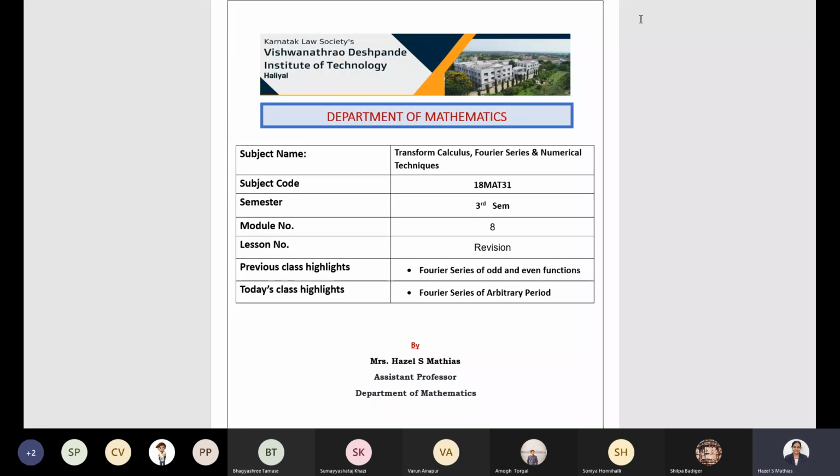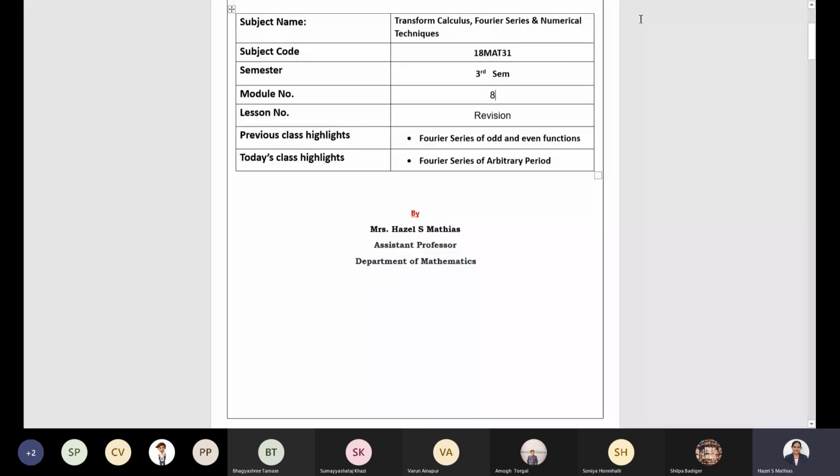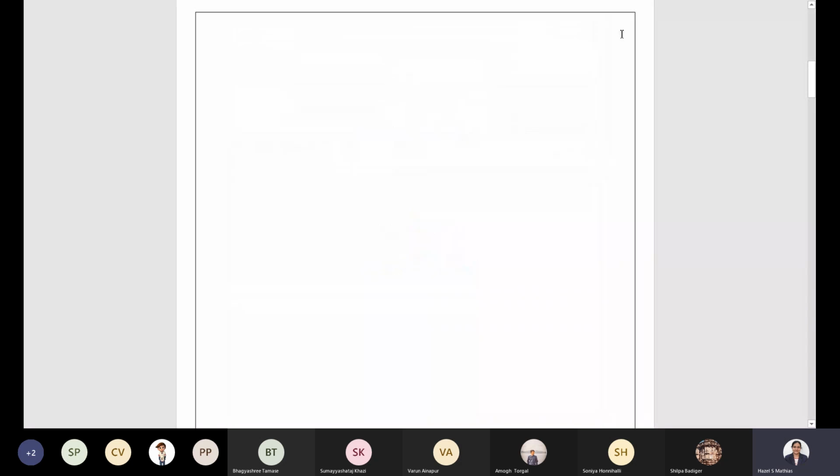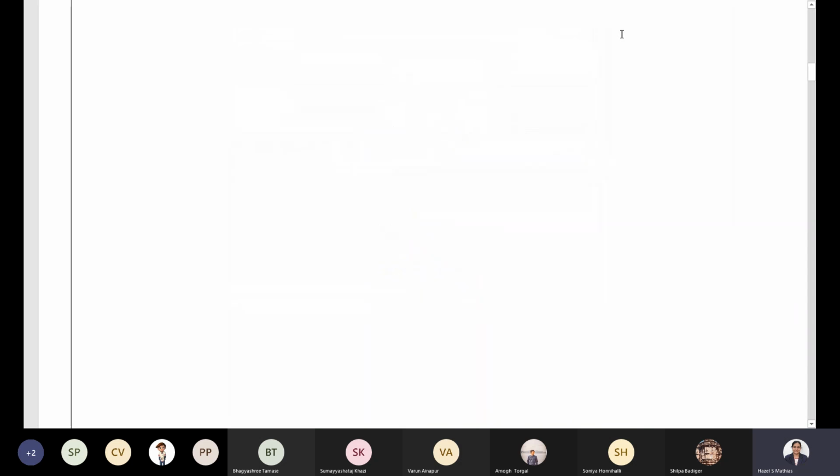In the previous session, we were discussing how to find the Fourier series expansion of arbitrary period. I had given a few examples in the previous class, and also a few questions for you all to practice. So first, we will begin with the introduction of Fourier series of arbitrary period.